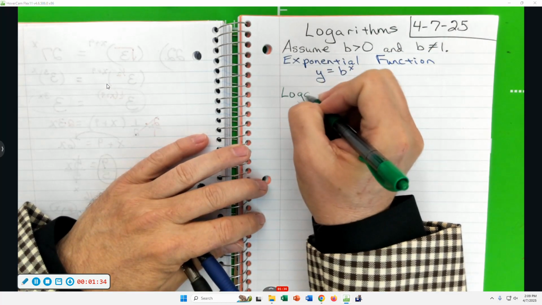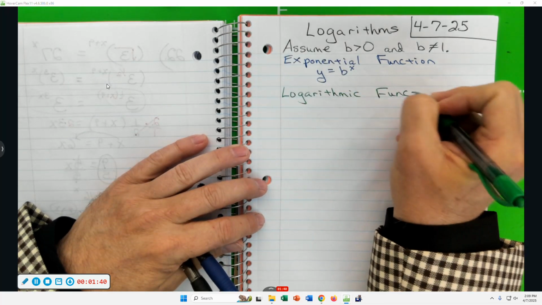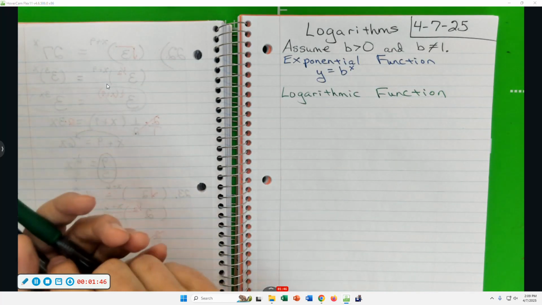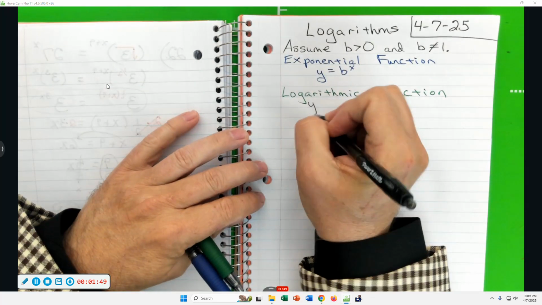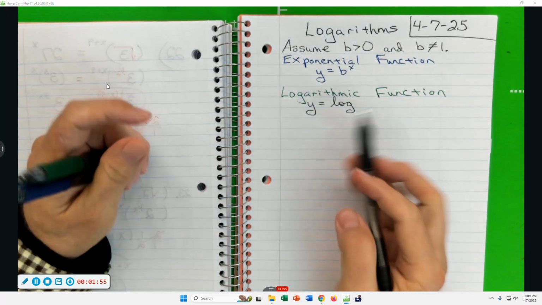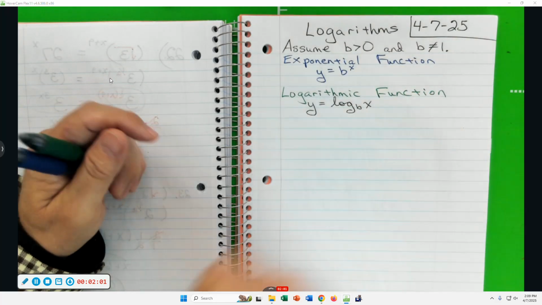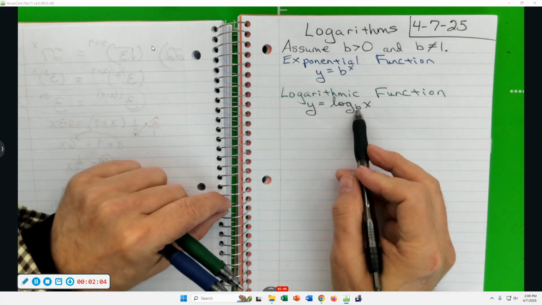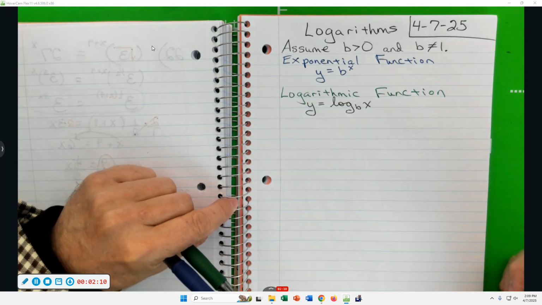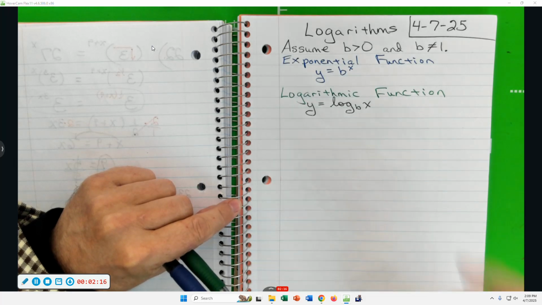Now, a logarithmic function: y is equal to log, one of the few times I use cursive, that says log to the base b of x. That b is a subscript, and yes, you're going to have to be typing subscripts. There's a hot button for exponents they call superscripts. There's a hot button for subscripts that will now start appearing in the toolbar as well.